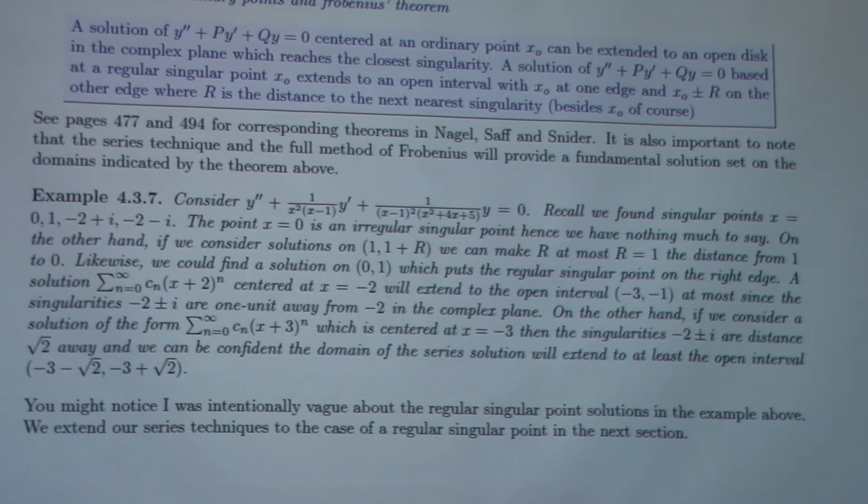So, for example, if I'm centering my solution at 2, and there's a singularity at, say, minus 1 plus i, maybe I've got something like y'' plus 1 over (x plus 1) quantity squared plus 1 times y' plus y equals 0. Something like that could be my differential equation. You able to get that?